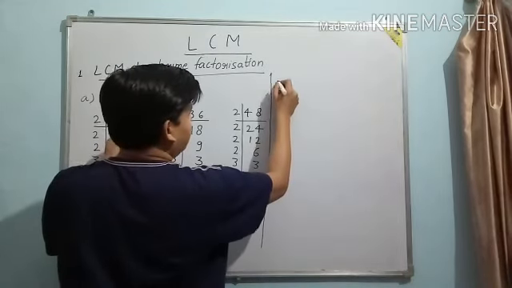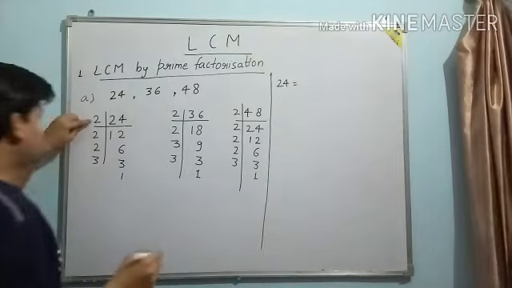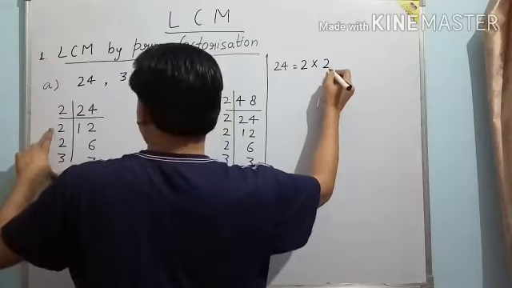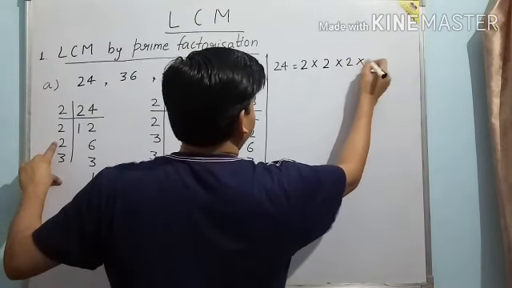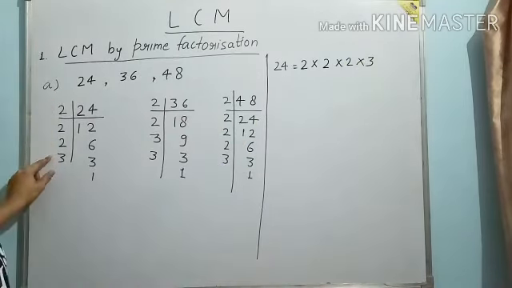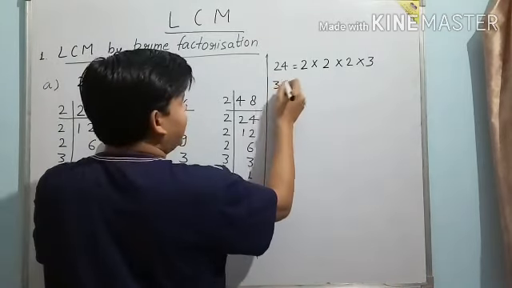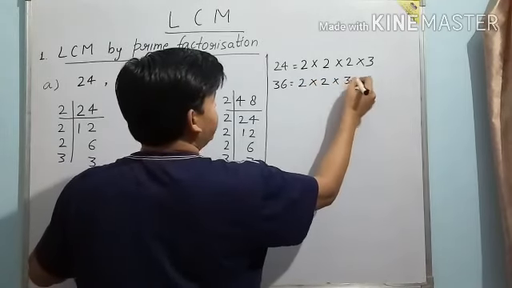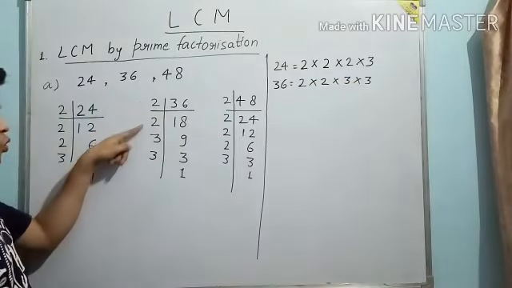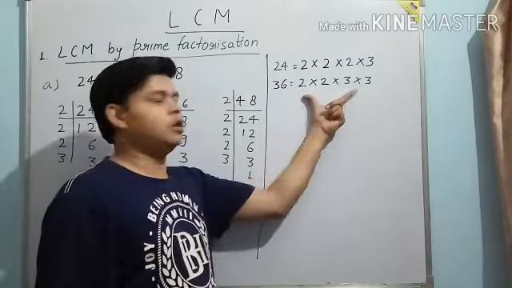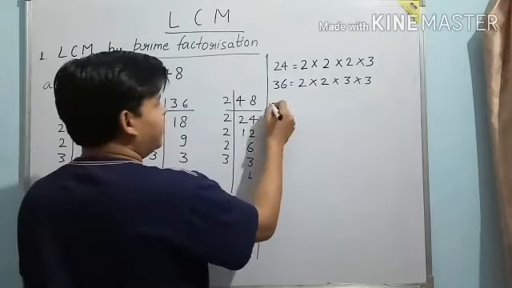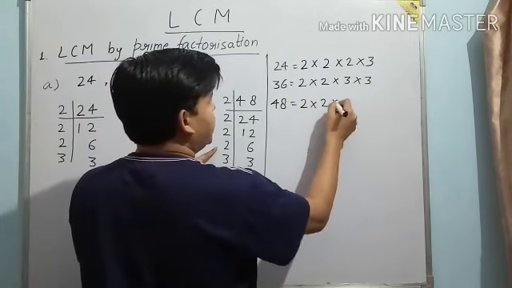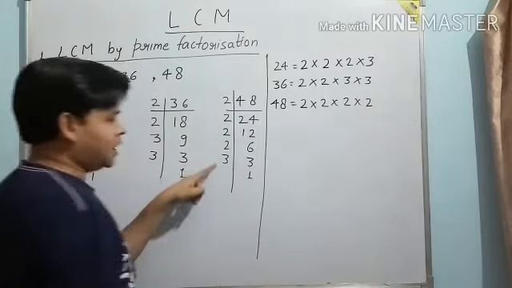So for 24 we have 2 2 2 and 3. So this is done for 24. Similarly for 36 we will write 2 2 3 3, so 2 into 2 into 3 into 3. Now at last for 48 we will write 4 times 2, that is 2 into 2 into 2 into 2, and at last we have 3.